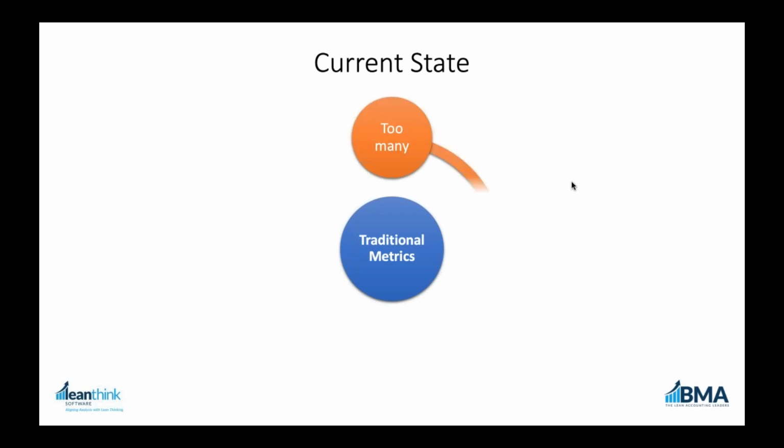So let's get started. First of all, what's the current state when it comes to measurements? Well, for the most part, companies have too many measurements. A few years ago, I did some work at a company, one location, and as a brainstorming exercise, we went through all the performance measurements that they have in the company, and just wrote them on the whiteboard. They came up with about 156, and that's way, way too many.